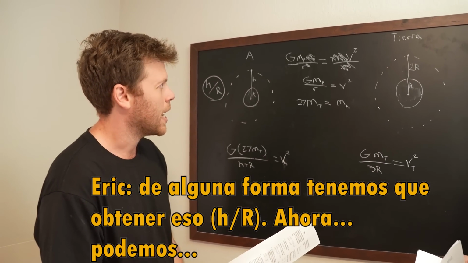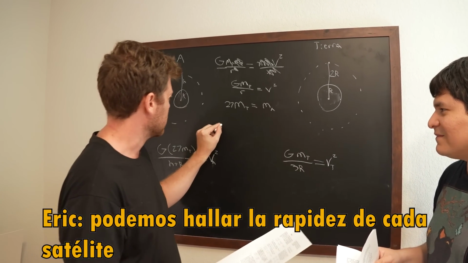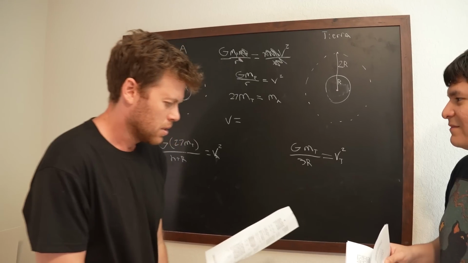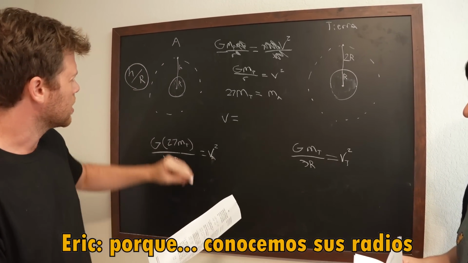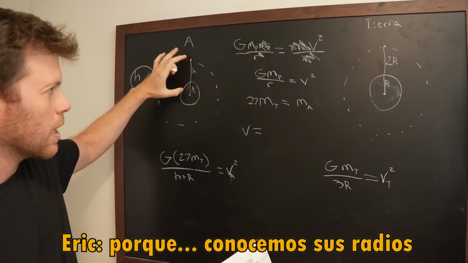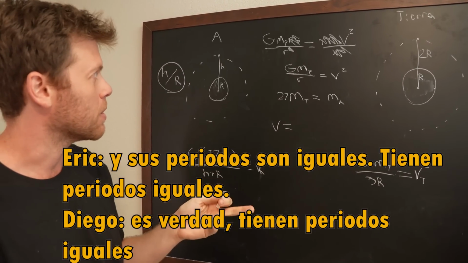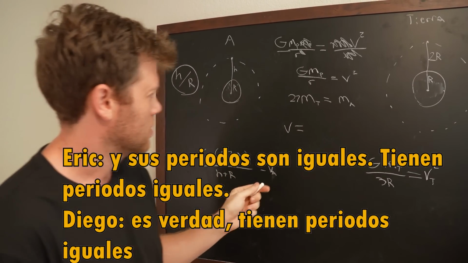So we need to find some way to get that. Now, we can figure out velocity for each, because we have known radii and their periods are equal. They have equal periods. That's right, they have equal periods.